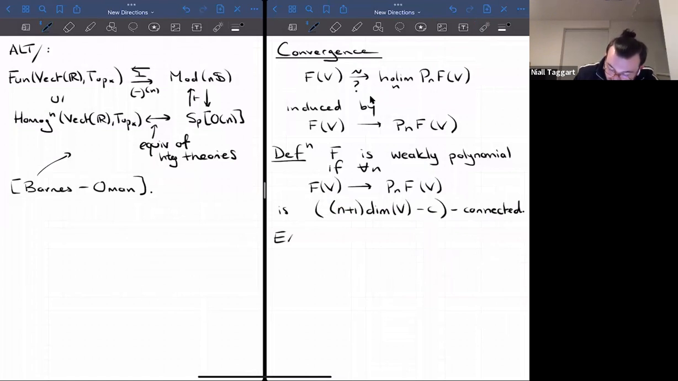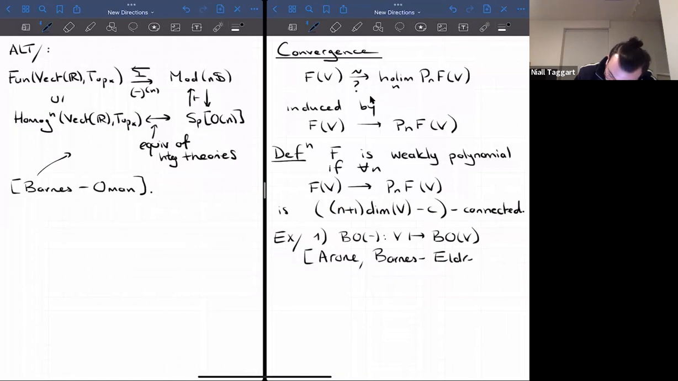So that's a fine definition, but useless for examples. So the functor BO that we had from before, again, sends a vector space to the classifying space of its orthogonal group. This guy is weakly polynomial. This first appeared as a statement in a paper of Gregoron's, later in a paper of Barnes and Eldred. I think Barnes and Eldred were the first people to have an actual published proof of this, but it's been known for a long time.